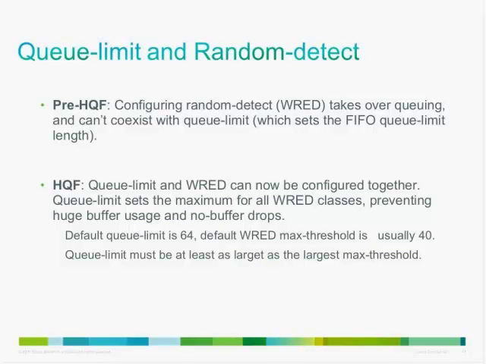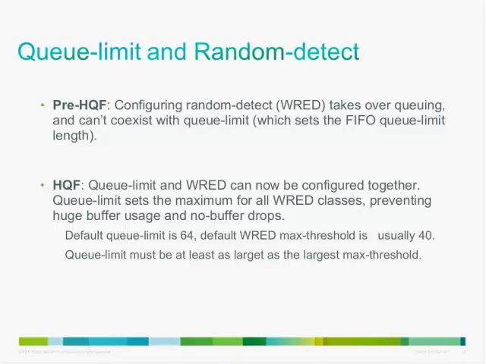Queue limit and random detect. Queue limit and random detect were mutually exclusive. With the queue limit, we can control the number of packets available in the queue, and with random detect, we can drop the packets. So they were not available together. Now with the implementation of HQF, we can have FIFO, and with that, we can have both queue limit as well as random detect available on a particular interface.